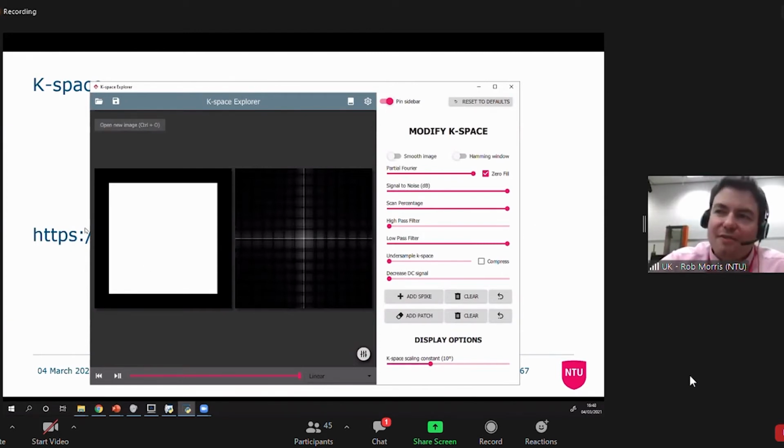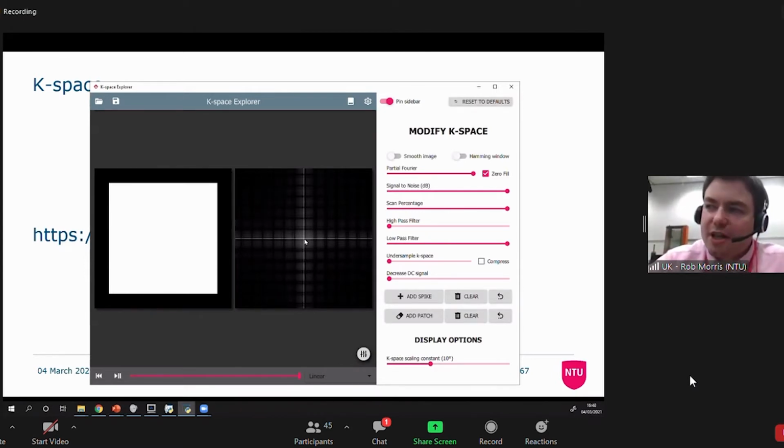So on the left, I've got my object that I've placed into the scanner. It's not particularly exciting at the moment. It's a white square on a black background, so this is just a white square. And this software then is going to Fourier transform it and show us what it would look like in K-space, which is what's on the right-hand side.